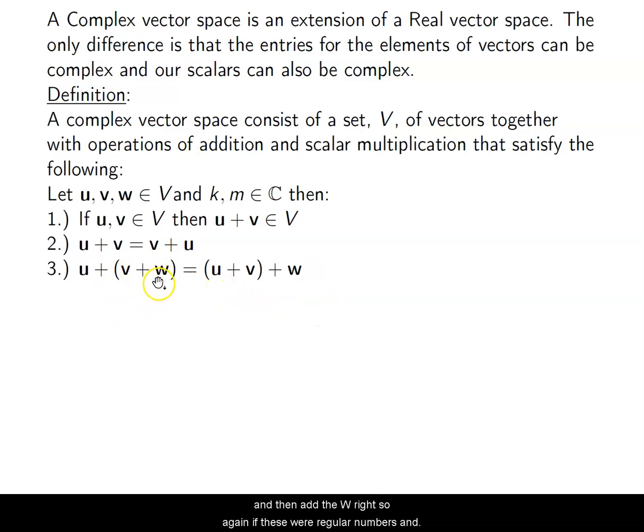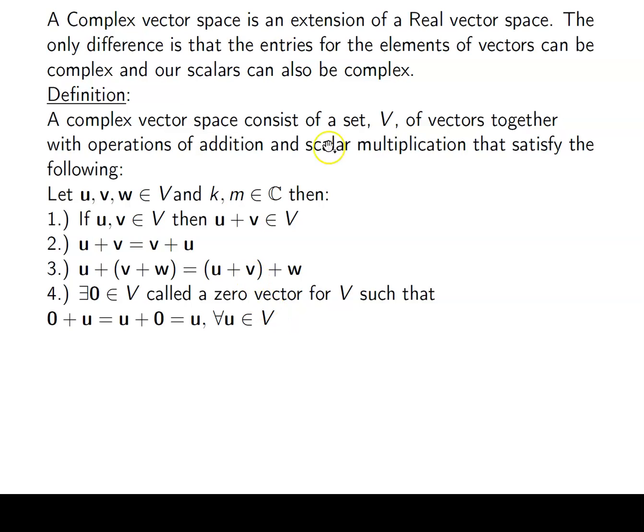If these were regular numbers in the real number line system, which is a vector space, not complex, but it is a vector space, then 2 plus 3 plus 5 is the same as 5 plus 2 plus 3. So this holds true for complex vector spaces as well. Again, these can be matrices, they can be functions, pretty much anything that has complex numbers inside of them.